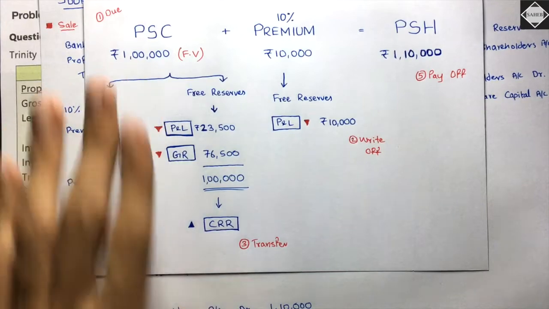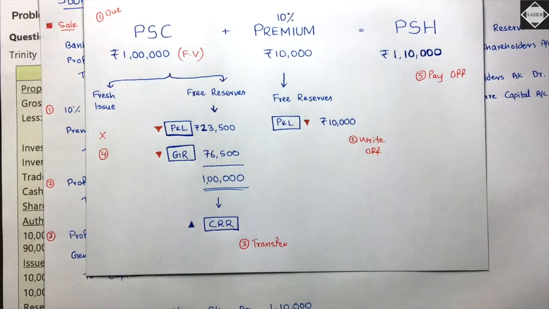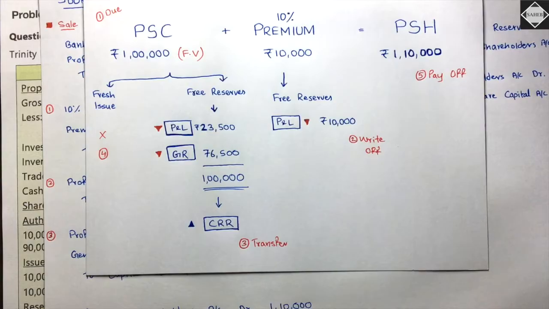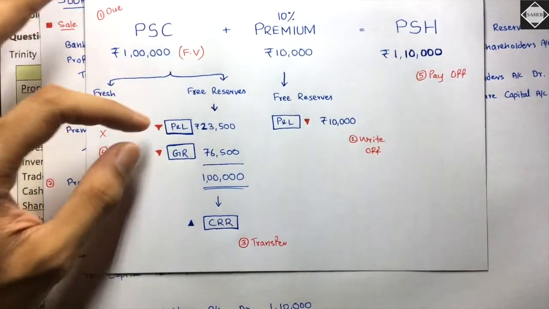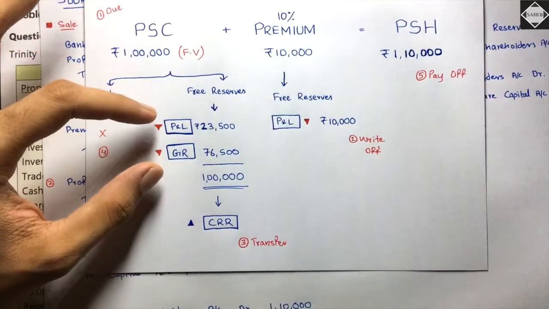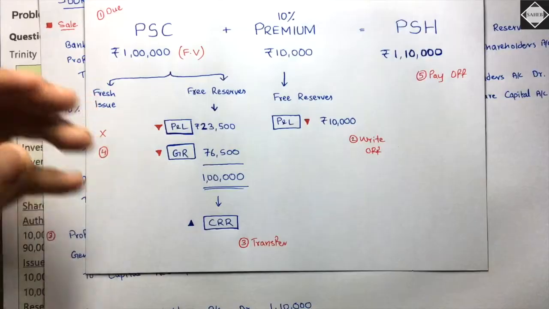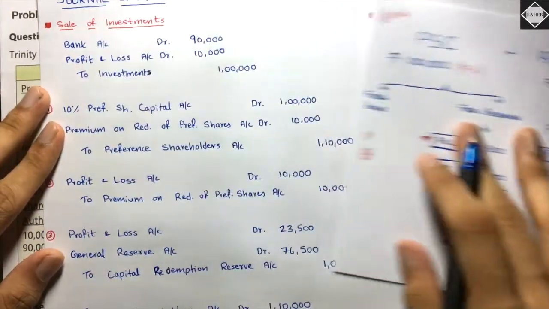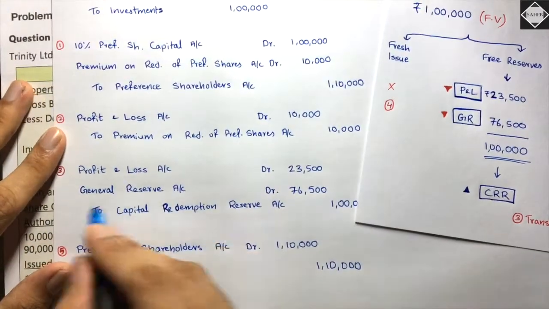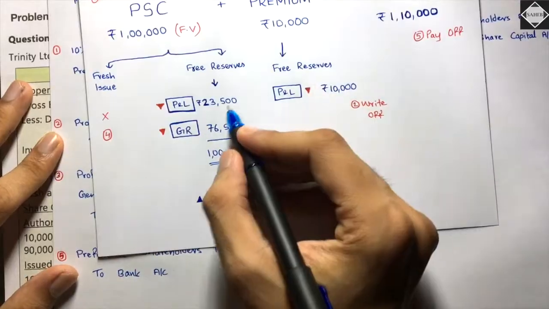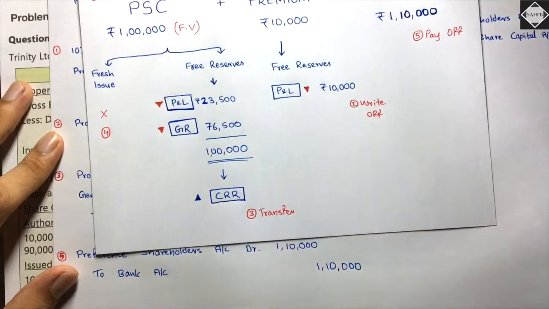We have already done the working and everything regarding the numbers. Now you just have to pass the general entries. How will you pass the general entry of this? Really simple. You're utilizing profit and loss and general reserve. So you have to debit them. Reserves have credit balance. If you're utilizing the reserves, then you will have to debit them. They are decreasing. Profit and loss account debit, general reserve account debit. By what amount? By this amount, 23,500, 76,500.